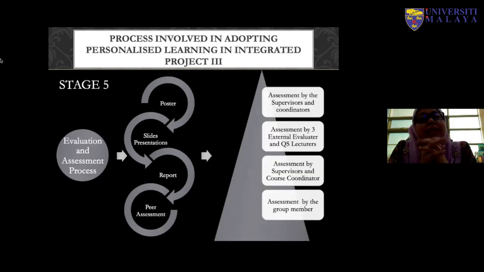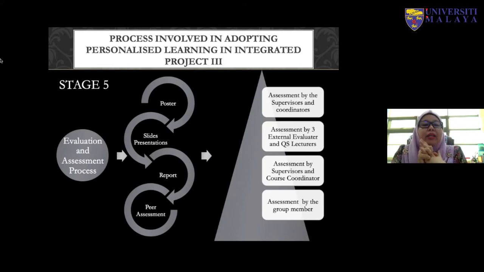And stage five, the evaluation and assessment process. The evaluation and assessment process consists of four parts. The first one is the poster, slide presentation, report and peer assessment. Poster assessment was done by the supervisors and course coordinator. Slide presentation was assessed by the external evaluator and the QS lecturers. Report assessment was done by the supervisor and course coordinator, whereas the peer assessment was done by the group members.